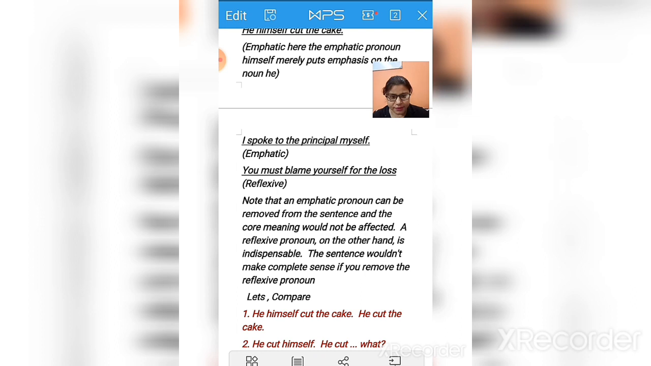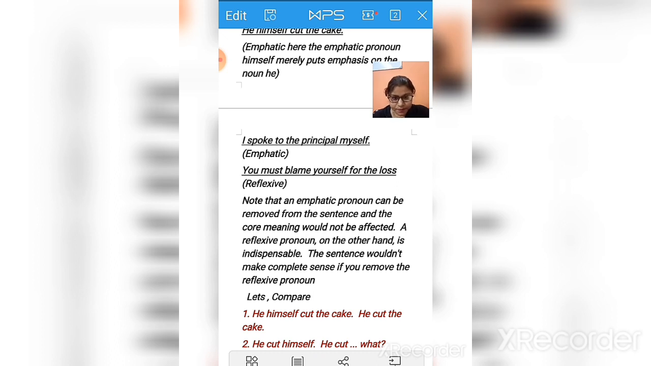Then again it says, you must blame yourself for the loss. You and yourself, no? So that yourself is just referring back to the subject you. So in that way it is a reflexive pronoun. So it is very easy to differentiate: reflexive pronouns are used to show or refer back to the subject, meaning when we have to show the action that is referring back to the subject, and in an emphatic pronoun we just have to give emphasis on the particular noun that is given in place of the subject.